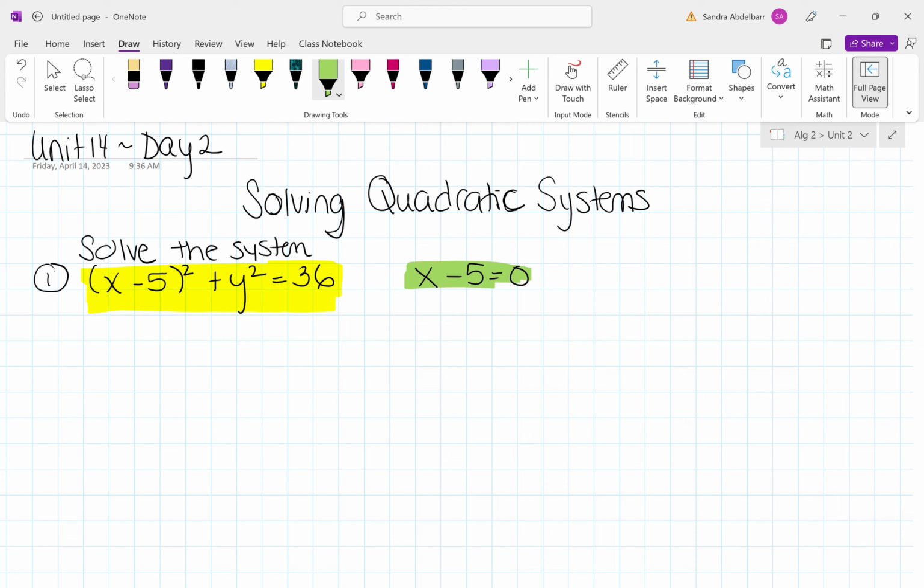And what is the second one? A line. How do you know it's a line? Because it's a degree of 1, not a degree of 2. So I'm going to make this x equals 5, bringing that 5 over. What kind of line is this? A vertical line. Yes, x equals a number is a vertical line.